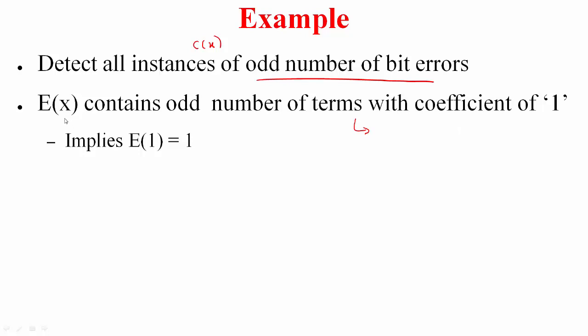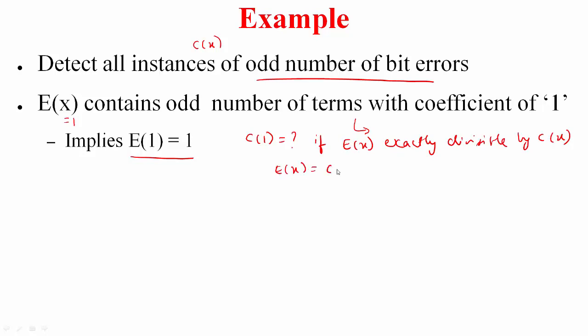Now if I were to substitute x is equal to 1 in the error polynomial, naturally since it has odd number of terms, E of 1 is going to be equal to 1. Remember, I cannot detect errors if Ex were exactly divisible by Cx. So given E1 is always going to be equal to 1 for odd number of bit errors, what should C1 be equal to if Ex is exactly divisible by Cx? Let me write this as Ex is Cx times some other polynomial Ox. In this case, Ex is exactly divisible by Cx.